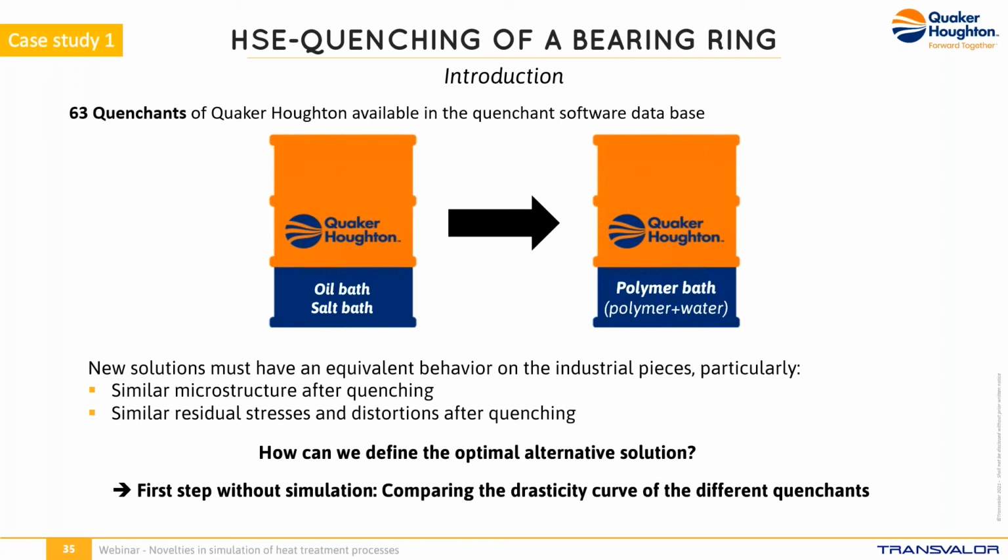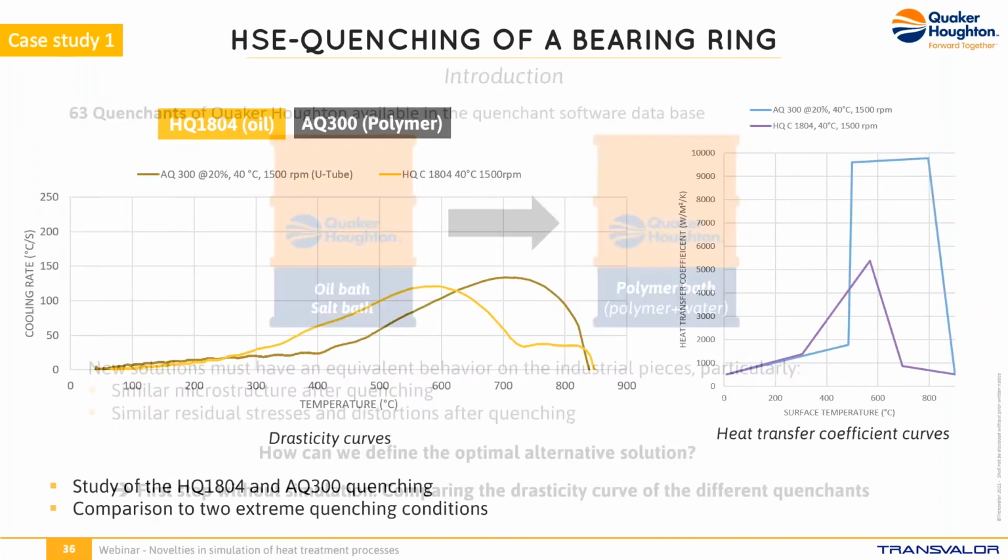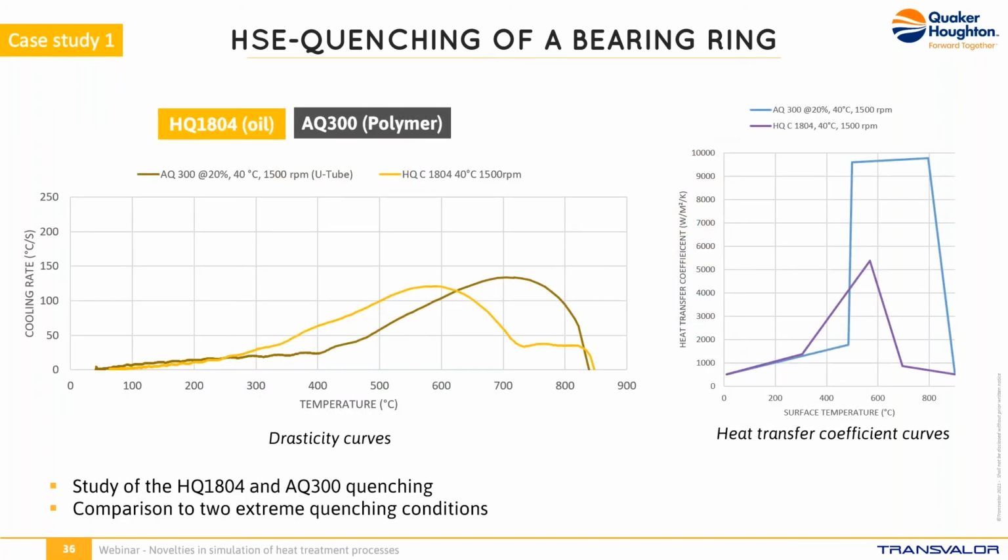Do we have the same microstructure after quenching? Do we have similar residual stresses and distortion levels? The question is, how do we proceed to choose the best polymer solution and to be sure that we will have similar effects? A first qualitative approach, which doesn't require simulation, is to compare the drasticity curves of the different quenchants. In fact, if we manage to replicate the drasticity curve of an oil quenchant with a polymer alternative, the industrial product will also follow the same behavior.